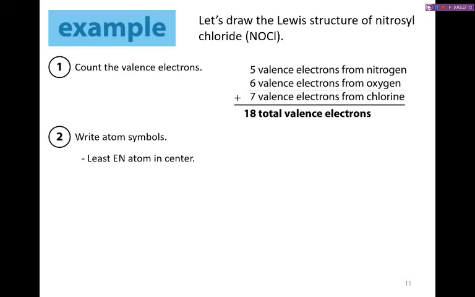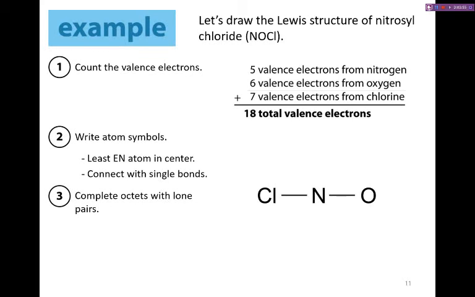Then you want to write out the atomic symbols, putting the least electronegative element in the center. So nitrogen is less electronegative than the other 2. You'll put that in the center, and the other 2 go on the exterior, and connect them with single bonds. So this right now uses up a total of 4 electrons. Remember, each single bond is 2 electrons.